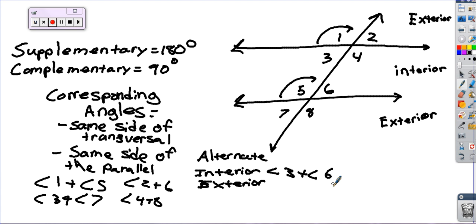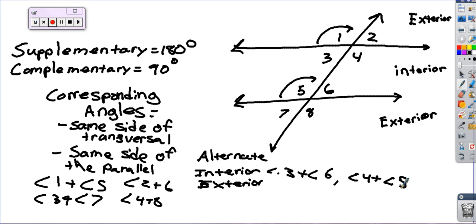Okay, now another alternate interior. Where's one more? We did 3 and 6. What's the other one in the interior? There's only one choice. 4 and 5. Right? They're both on the inside. Oops, I wrote that on the exterior one. That was dumb. Let's fix that. So, angle 4 and angle 5 are also alternate interior.